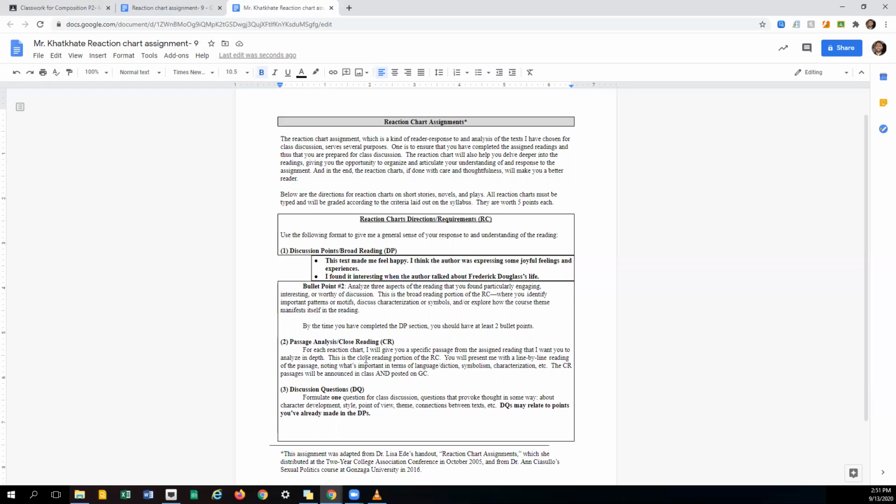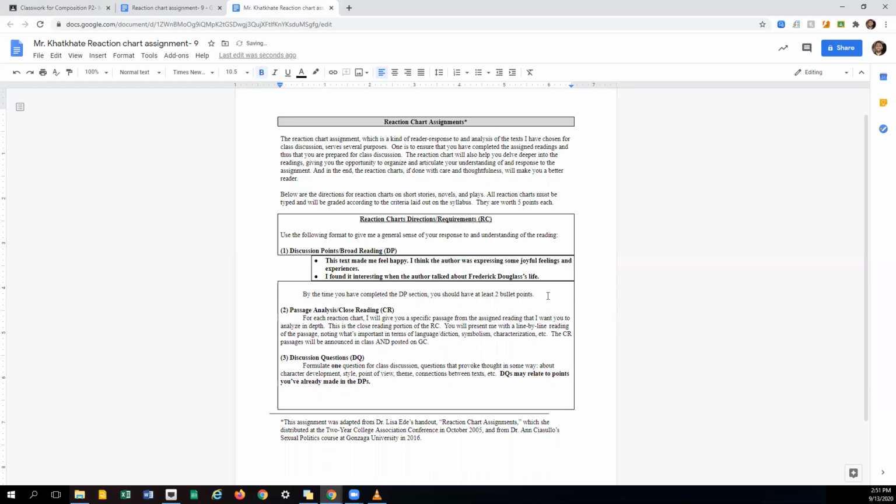You would note what's important in terms of language, diction, symbols, characterization, etc. This is something we may have to go through together in class. So just for now, you might even want to hold off on doing this part until we've talked about it in class. You might be able to do the first couple bullet points. You have to delete that part out, but you probably want to wait on section 2.